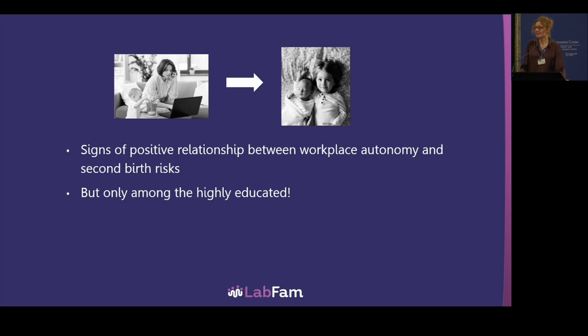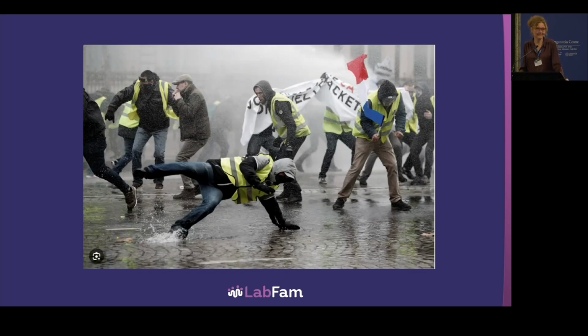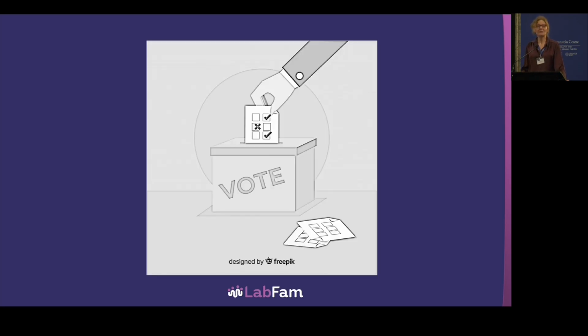But I would like to give one more twist to this presentation, and basically I ask myself what these low and middle educated people can do. They are excluded from the good jobs. They are getting excluded from family formation. Can they do something about this? Well, they can protest, and they sometimes do, like the Yellow Jackets did in France. And they can also vote.